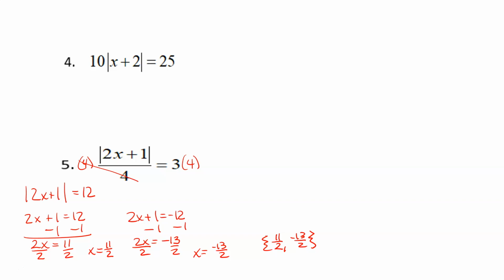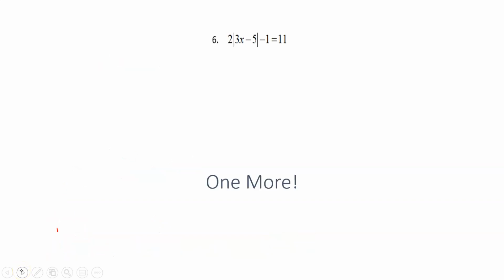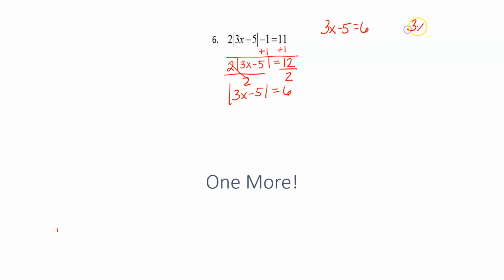Okay, I think we have one more. Yeah, just one more. All right, so let's start by isolating our absolute value bars. I'm going to add 1 to each side. So I have 2 times the absolute value of 3x minus 5 equals 12. I'm going to divide all this by 2 to get that absolute value by itself. So I have the absolute value of 3x minus 5 equals 6. I'm going to solve twice. 3x minus 5 equals 6, and 3x minus 5 equals -6.